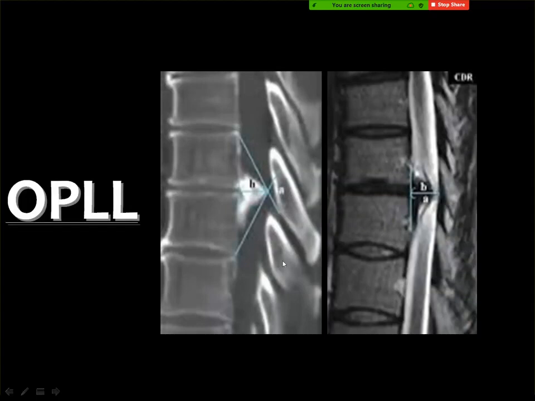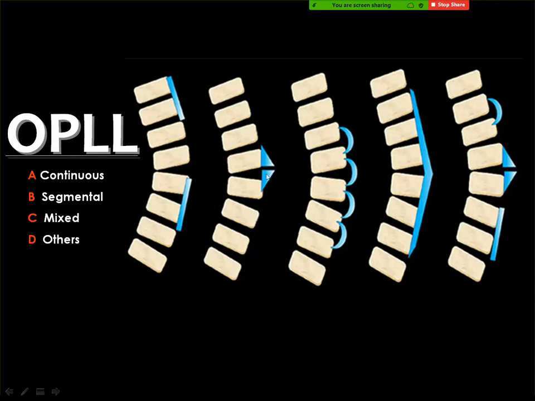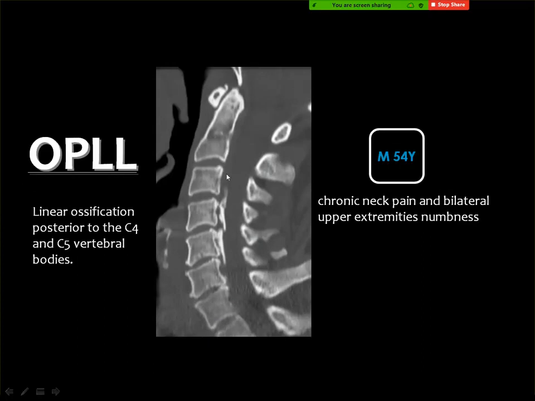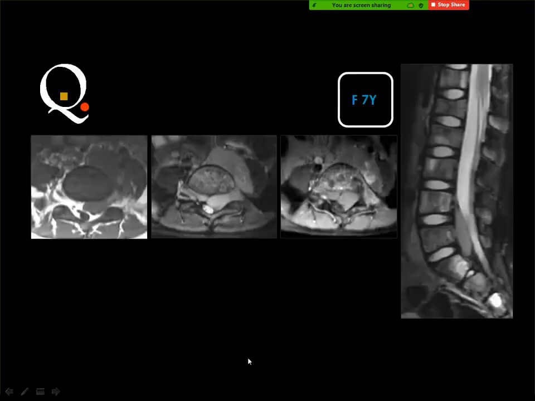What I wanted you to see is the abnormal appearance of the ossified ligament. This is not a disc herniation or a calcified disc herniation. This is ossification of the posterior longitudinal ligament, this particular type. If you see something like this, remember that it represents ossification of the ligament. But this is the usual appearance, where you get either segmental or continuous ossification of the posterior longitudinal ligament. Next case.